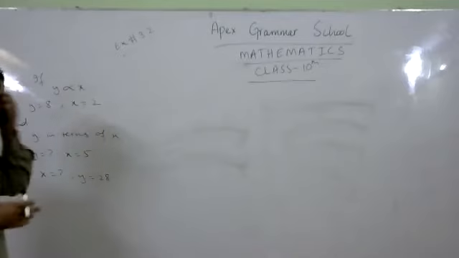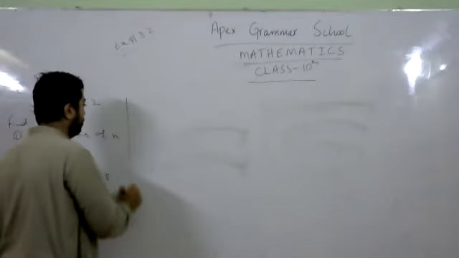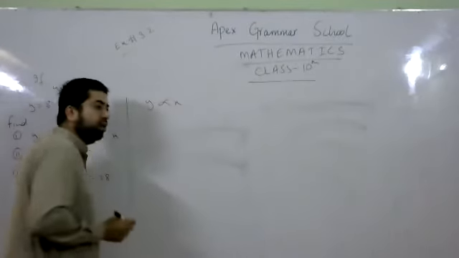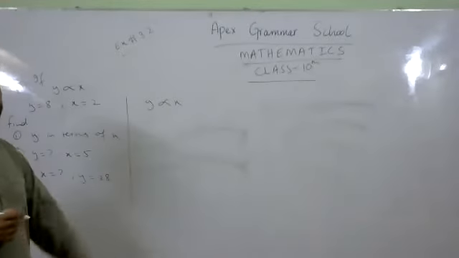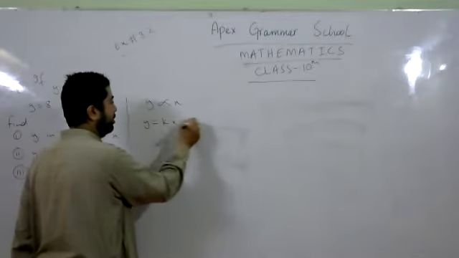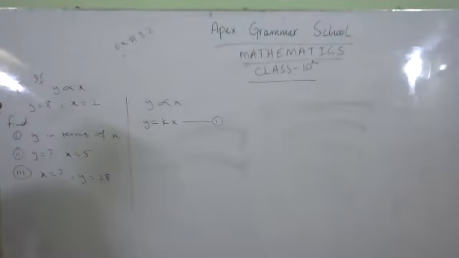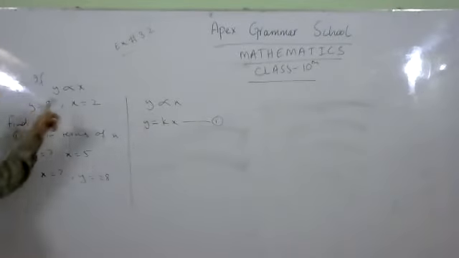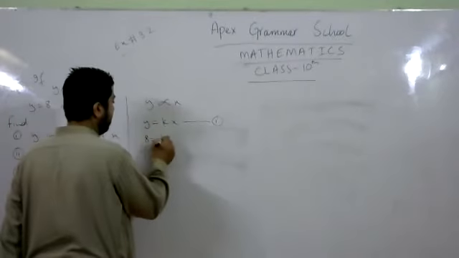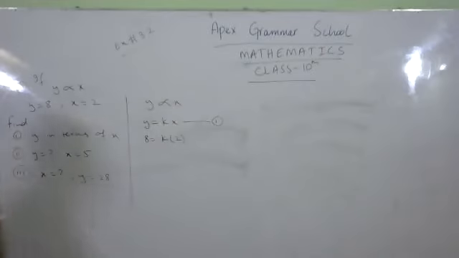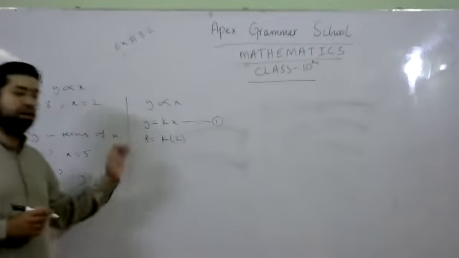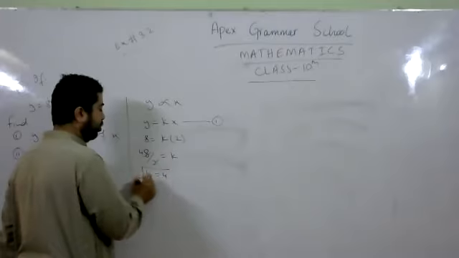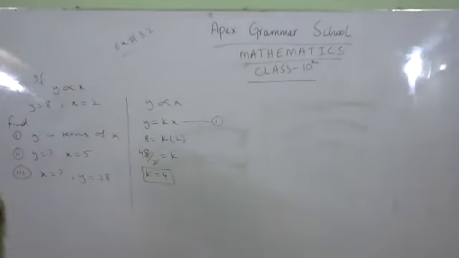We have the relation y is directly proportional to x. So for this relation, we can make the relation between y and x, that is y is equal to kx. This is equation number one. First we need to find the value of k. We have the y and x values given, y is equal to 8 and x is equal to 2. Now we can easily find the value of k: 8 is equal to k times 2, so we divide by 2 on the other side. 2 1s are 2, 2 4s are 8. So the value of k is equal to 4.